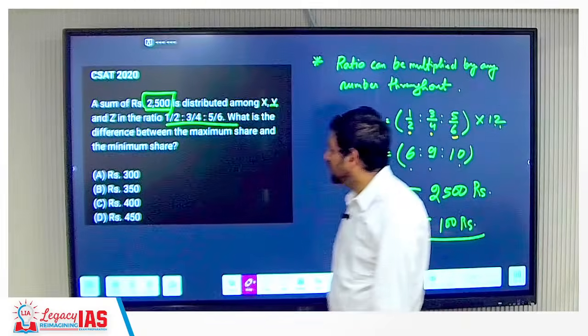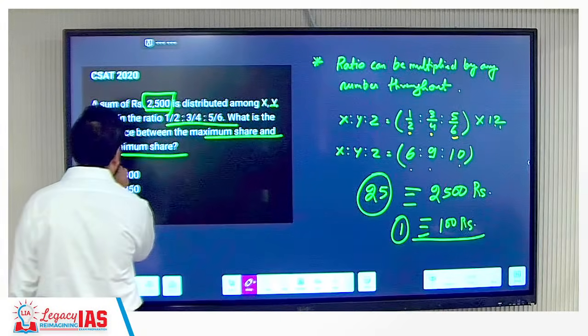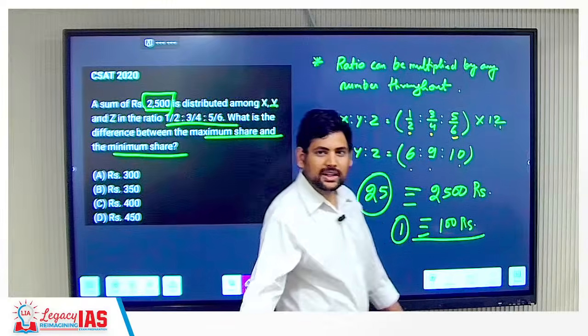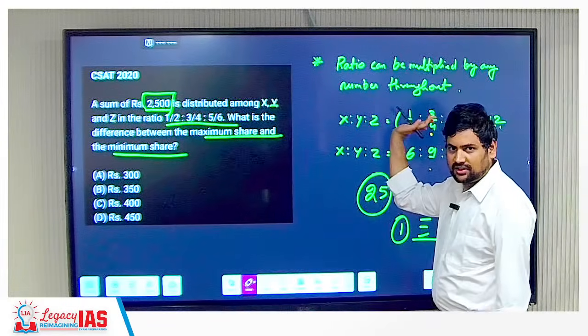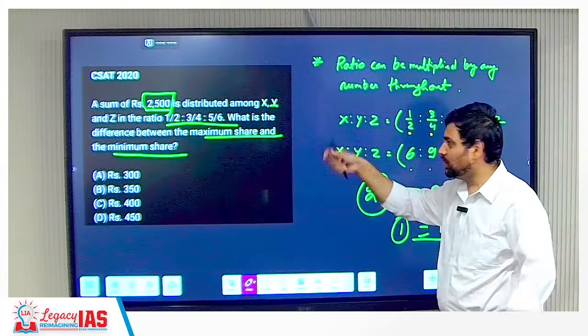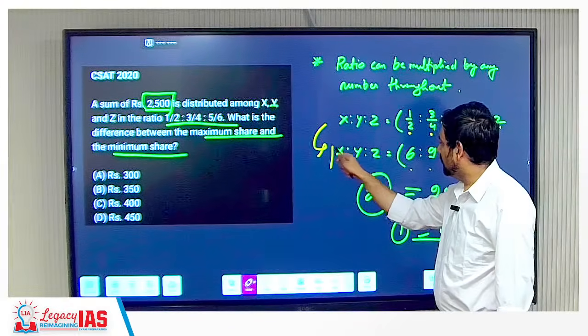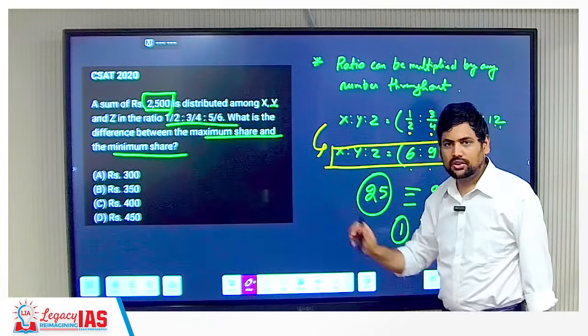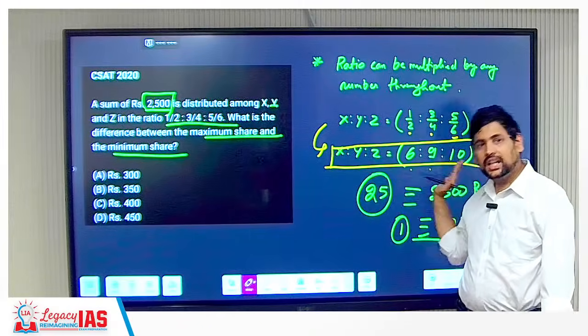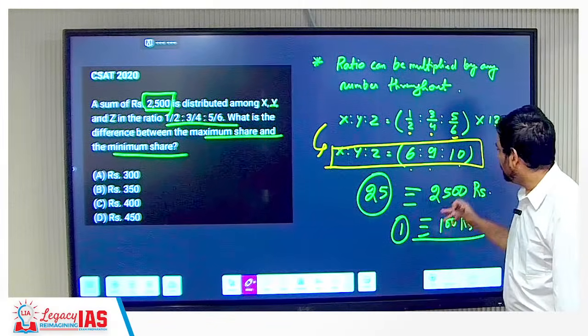If 1 is equal to 100, it is asking what is the difference between maximum share and minimum share. What is the maximum share? Now don't look at this. This is gone. This world is gone. Now this is the ratio that we are dealing with. So the entire question will be solved by this ratio only.